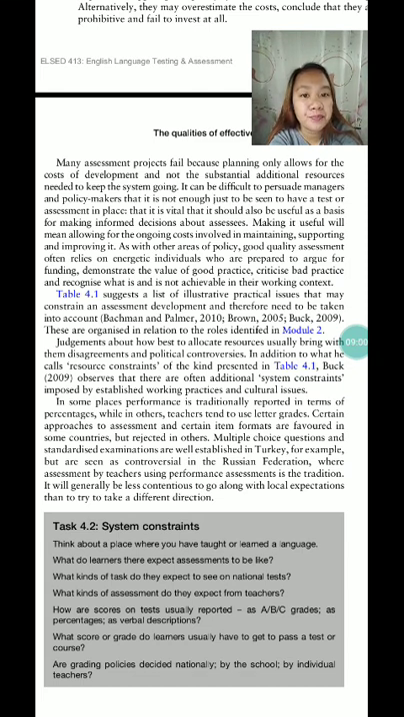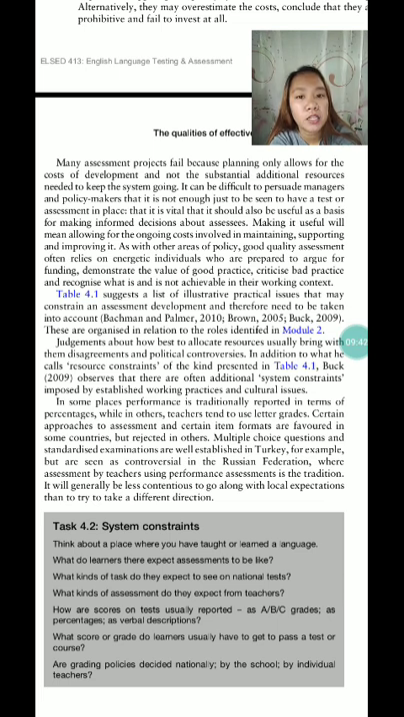Many assessment projects fail because planning only allows for the cost of development and not the substantial additional resources needed to keep the system going. It can be difficult to persuade managers and policymakers that it is not enough just to be seen to have a test or assessment in place. It is vital that it should also be useful as a basis for making informed decisions about learners.